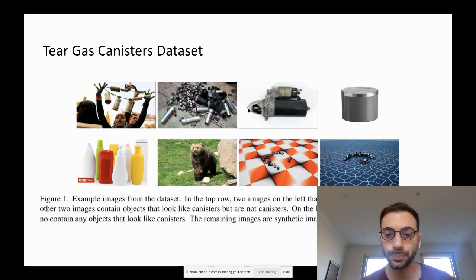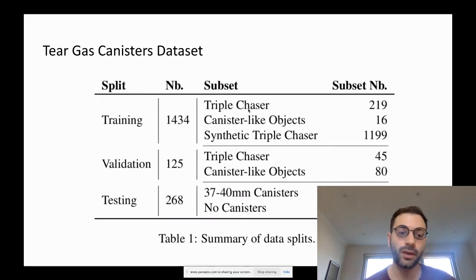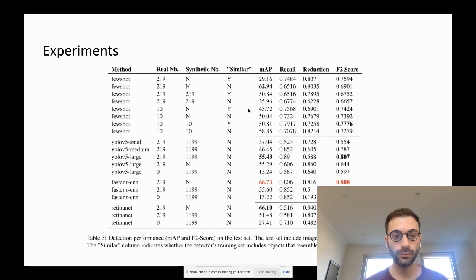that resemble tear gas canisters. We've separated our data into training, validation, and testing sets. The training set is rather small, especially regarding the subset of images that are real-life images rather than the synthetic ones. So one of the challenges is to train a detector that works well despite the small number of images in the training sets. We've adopted a few approaches. One of them is a few-shot detection approach. We've also fine-tuned the state-of-the-art detectors, and we've tested our detectors on the test sets and the validation sets.